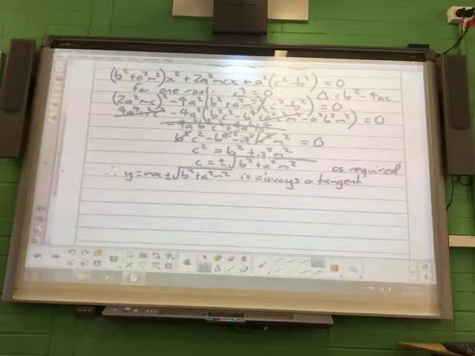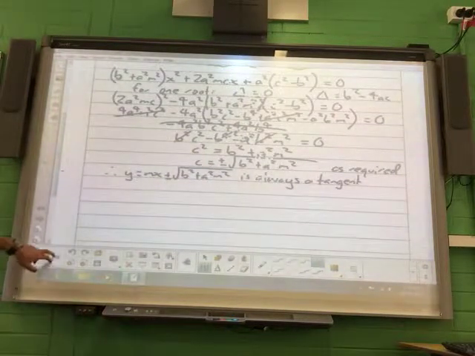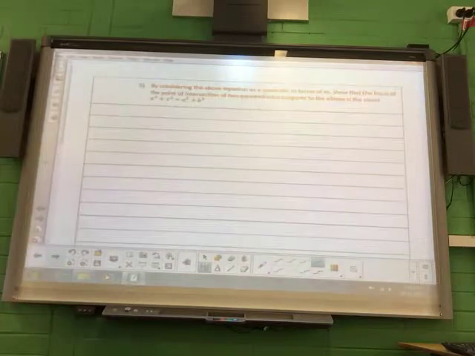It's a bit of algebra, but we really just solved the second, a lot of algebra there. So by considering the above equation as quadratic in terms of m, we need to show that the locus of the point of intersection of two perpendicular tangents to the ellipse will be the circle with radius the square root of a squared plus b squared.